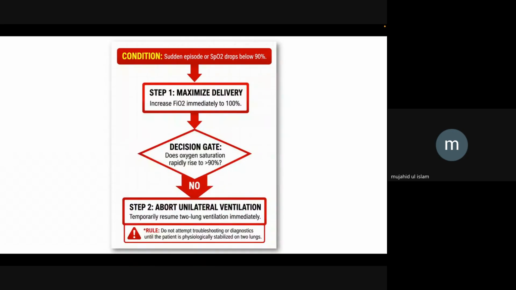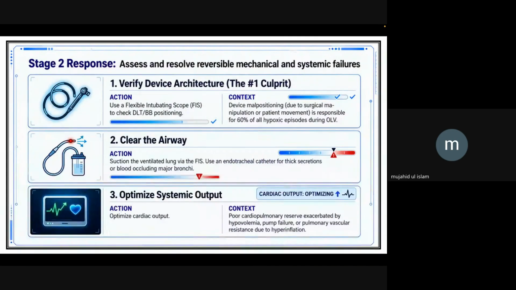If the patient develops a sudden drop in oxygen saturation below 90% during one lung ventilation, act immediately. First, increase FiO2 to 100%. If oxygen saturation does not rapidly improve above 90%, stop one lung ventilation and immediately resume two lung ventilation. Do not spend time troubleshooting or performing diagnostics until the patient is physiologically stable.